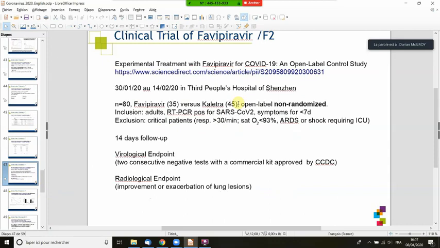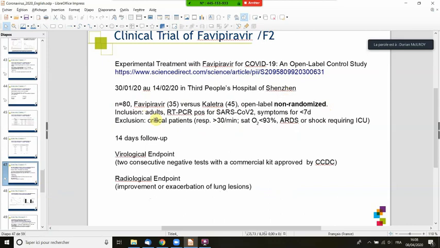This is from the Third People's Hospital in Shenzhen. This isn't really the big epicenter of the epidemic in China, so they didn't have very many cases, and they can't recruit enough people for the trial. Here they've got two groups, one with favipiravir, one with Kaletra. Kaletra is lopinavir ritonavir. Open label, non-randomized. So the patient groups aren't necessarily really comparable. You've got one group of patients with Kaletra, one group of patients with favipiravir. It's a bias in the study.